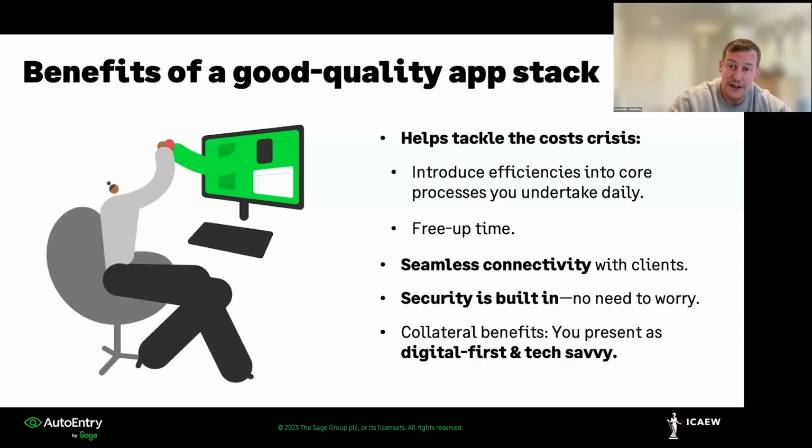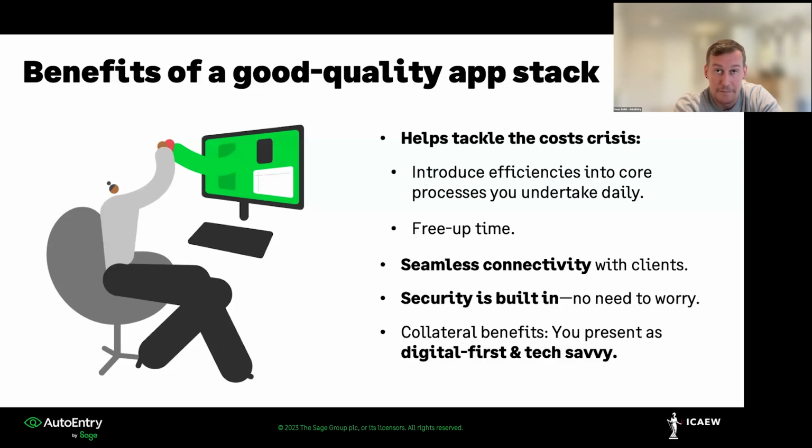Another thing to call out is introducing efficiencies into your core processes. The idea here is not just to introduce technology for technology's sake, as we've already mentioned, but to build app stacks or connectivity around drudgery tasks, tasks that are heavy on manpower and time, that can be automated. And I think that's really useful. There are different elements to why that's useful. One of them can be recruitment.